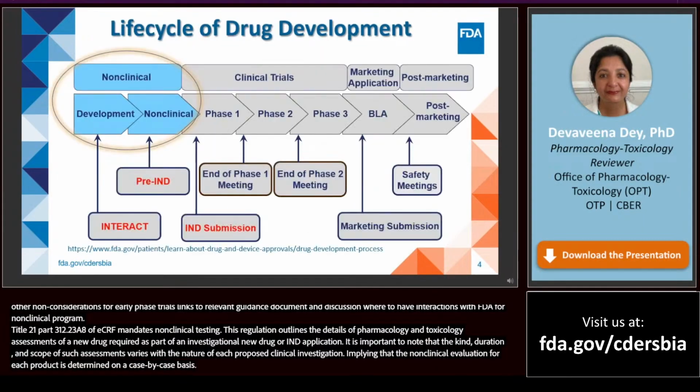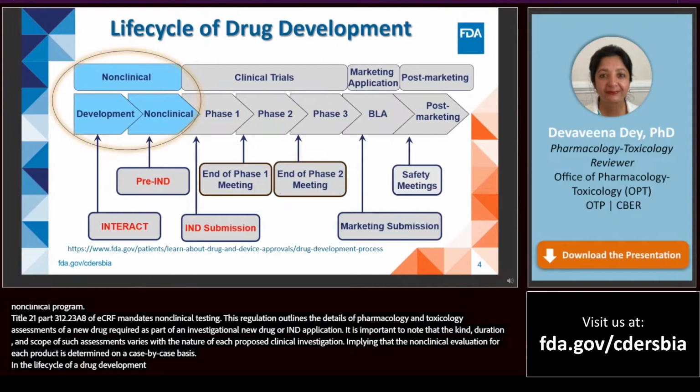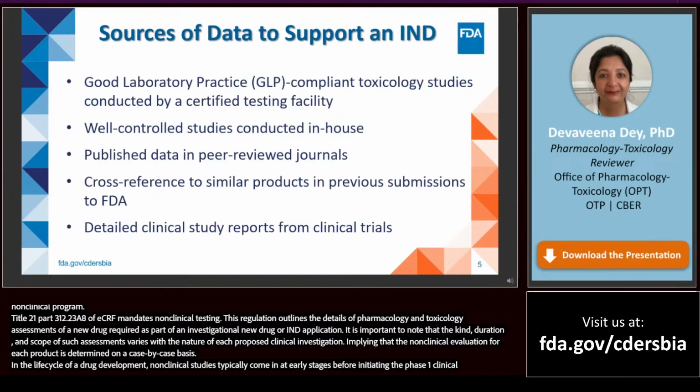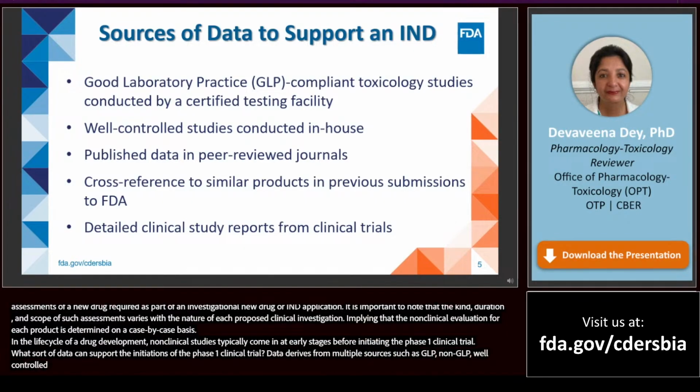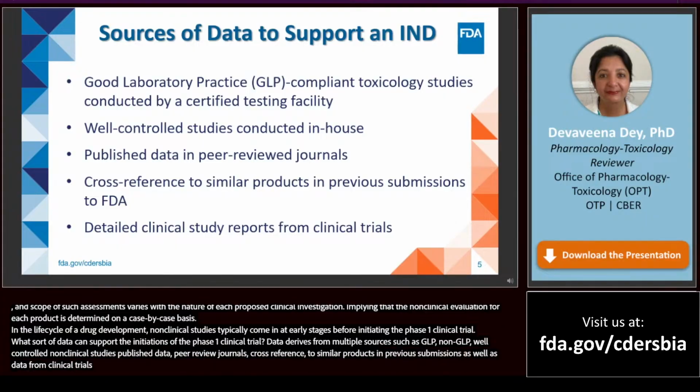In the life cycle of drug development, non-clinical studies typically come in at early stages before initiating the phase 1 clinical trial. What sort of data can support the initiation of a phase 1 clinical trial? This can be data derived from multiple sources, such as GLP or non-GLP, well-controlled non-clinical studies, published data in peer-reviewed journals, cross-reference to similar products in previous submissions, as well as data from clinical trials, can all be used to support an IND.